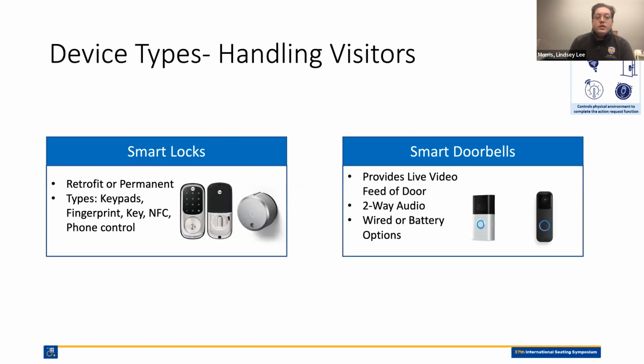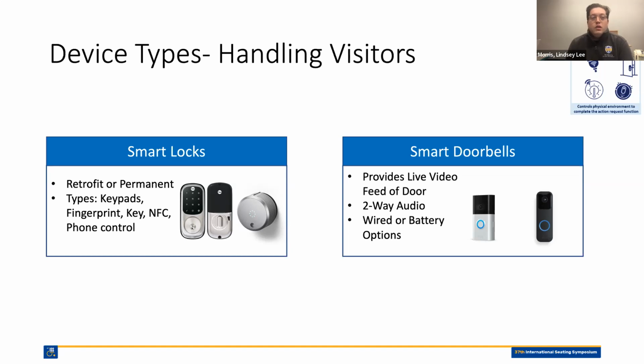Next up, kind of similar to home entry, is handling visitors. Again, smart locks is a huge part of this. Everything I said before holds true still, but the big thing with handling visitors is smart doorbells. So these are able to be installed through the wiring if you already have a doorbell, or battery options are available to add a doorbell into your home easily.